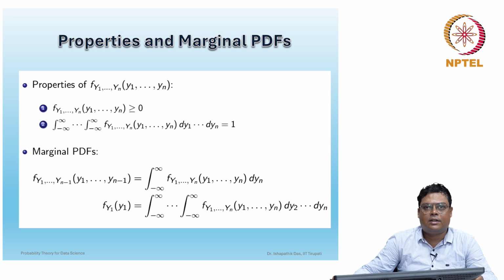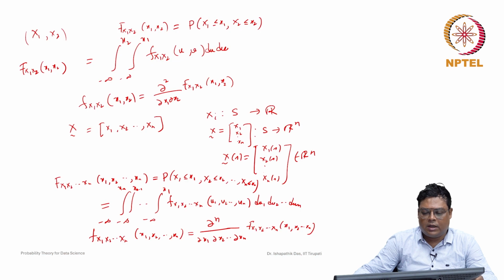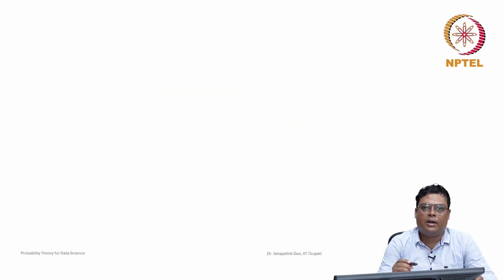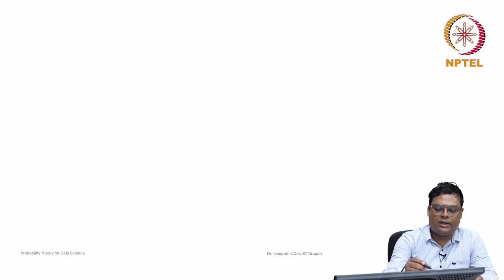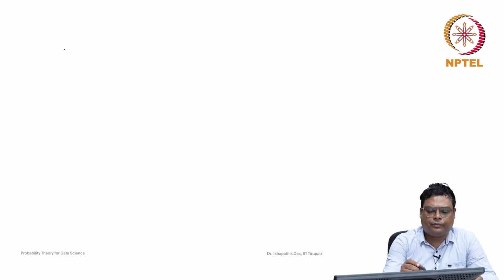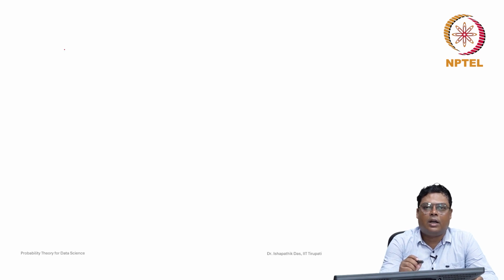Next we will discuss the properties and the marginal probability density function, and how we can find the marginal probability density function from the joint probability density function. Some of the properties are similar to the univariate and bivariate cases, and it is a straightforward extension to the multivariate case. Let us discuss some of the properties. Here, the cumulative distribution function is non-decreasing.